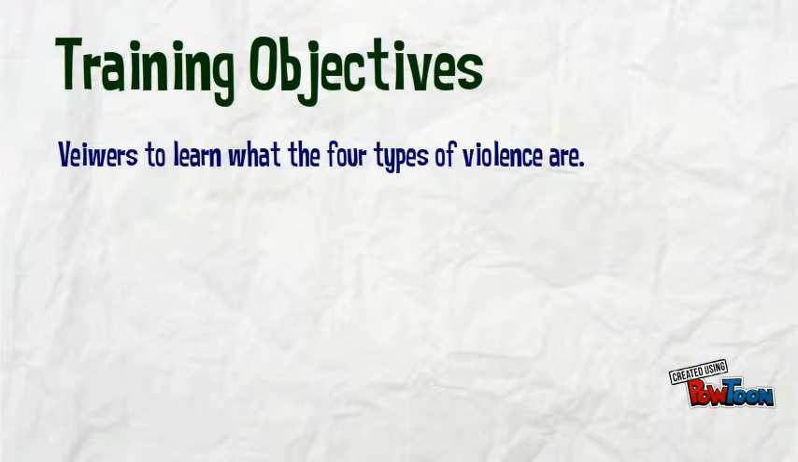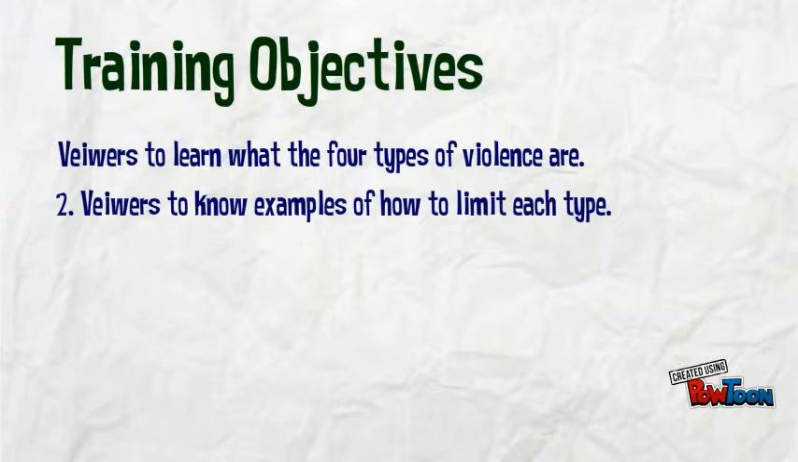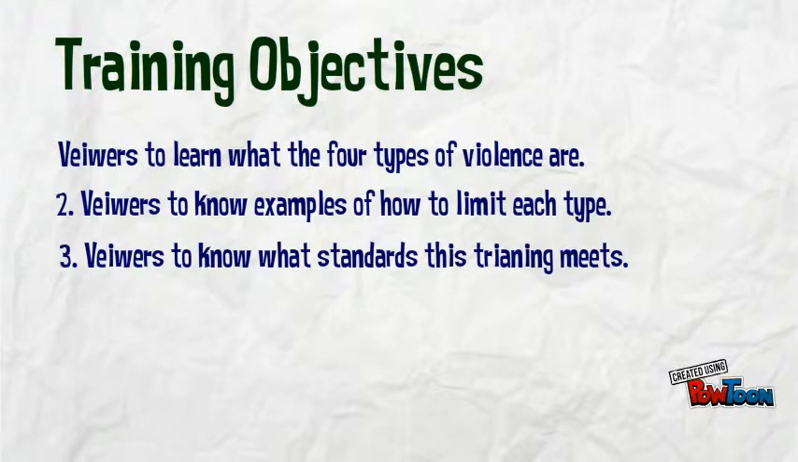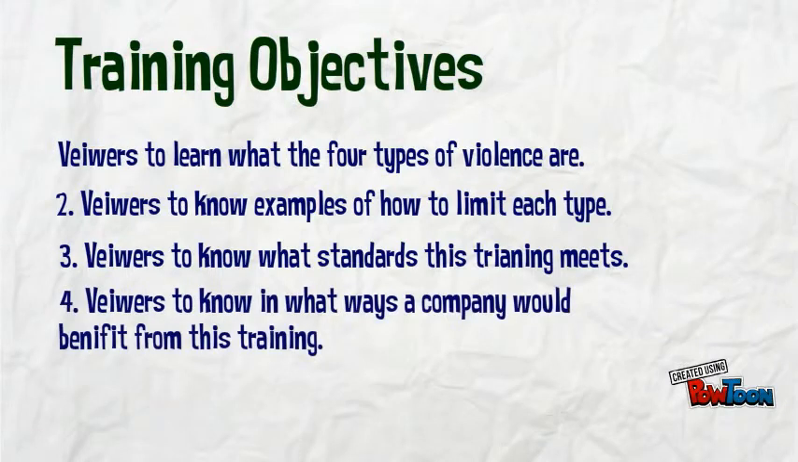After watching this video, I would like people to know the 4 types of violence that occur at the workplace, what each type means, and several examples of what can be done to limit that violence. I also want people to know what OSHA standards this training meets and what it could add to their company.